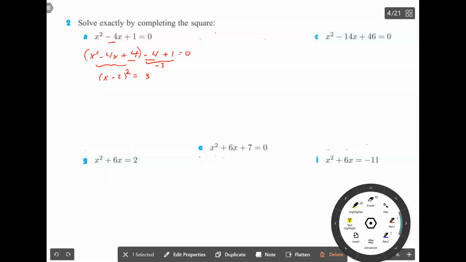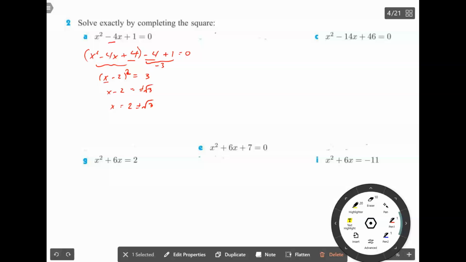And now I'm going to solve for x. So I'm going to take the square root of both sides like I did on the previous page. I'll get x minus 2 equals plus or minus the square root of 3. And then I'm going to add 2 to both sides, and I'll get x equals 2 plus or minus the square root of 3. Okay, and I'm done.